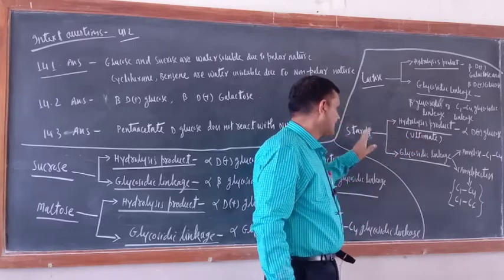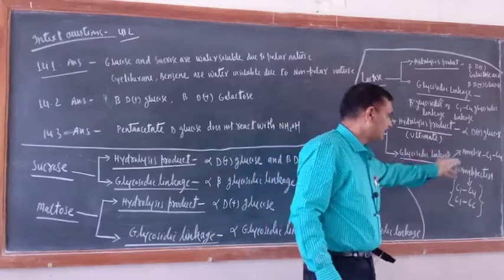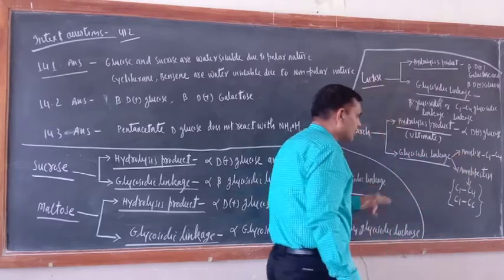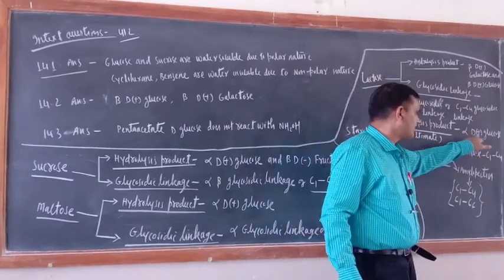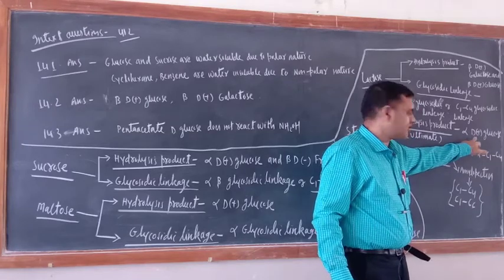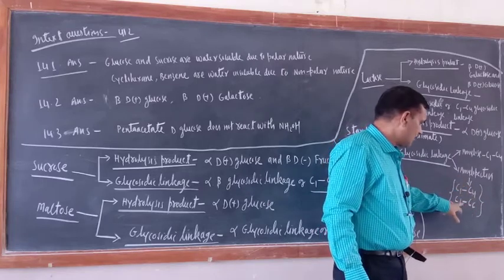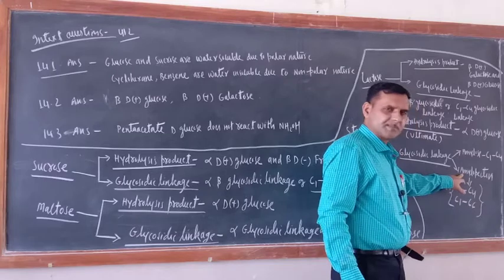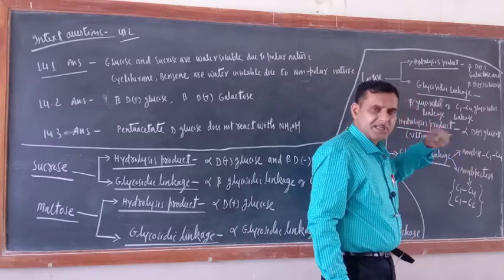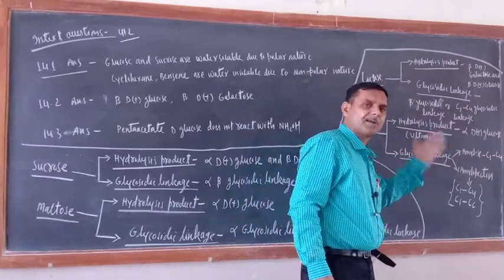Okay. Now glycosidic linkage. Starch is made up of two constituents, amylose and amylopectin. In amylose, C1 C4. And you know that this C1 C4 is of alpha D glucose only, because its hydrolysis product is alpha D positive glucose. Amylopectin has two glycosidic linkages, C1 C4 and C1 C6. This is the branched chain polymer of alpha D positive glucose. Amylose is a straight chain, or unbranched chain, polymer of alpha D positive glucose.